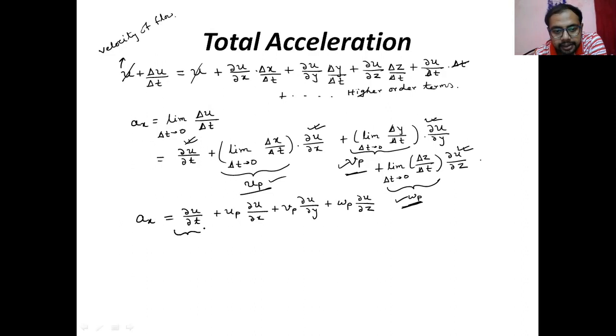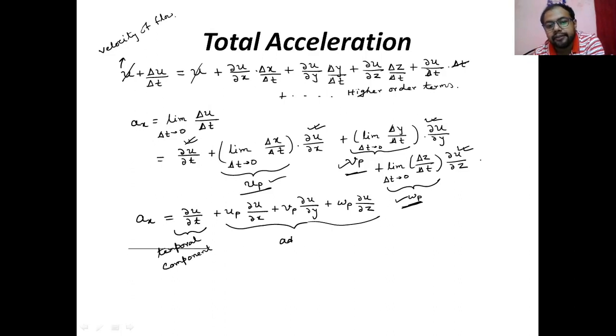So this part depends on the time only. This part is known as the temporal component. It depends on the time. Temporal component or local acceleration. Somewhere it is called the local acceleration. The other part is known as the advective component. In this way, we are getting the acceleration along x.